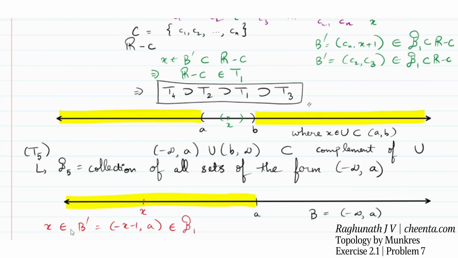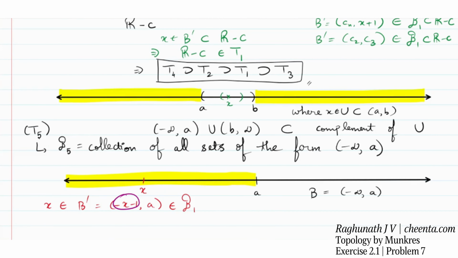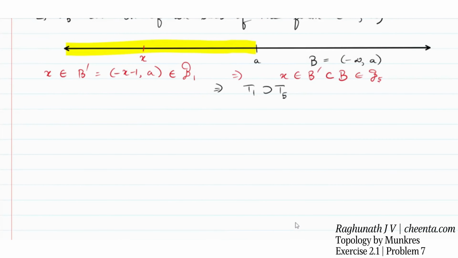Why does it also contain x? Because this value is less than x, whereas this value must be greater than x by definition of x. So what do we see here is that I can always find B prime in B1, which is a subset of B, for any B in B5, I can do this. And that implies T1 is finer than T5. But T5 is not finer than T1. It is so simple to prove.